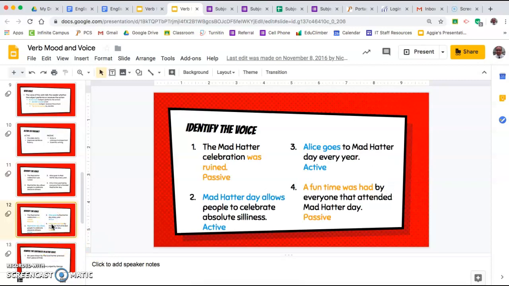Okay. And you'll notice that pattern of like was done, like was ruined, was had. These are things that were done to something else. That's usually the pattern that you're going to see when you run into the passive voice.